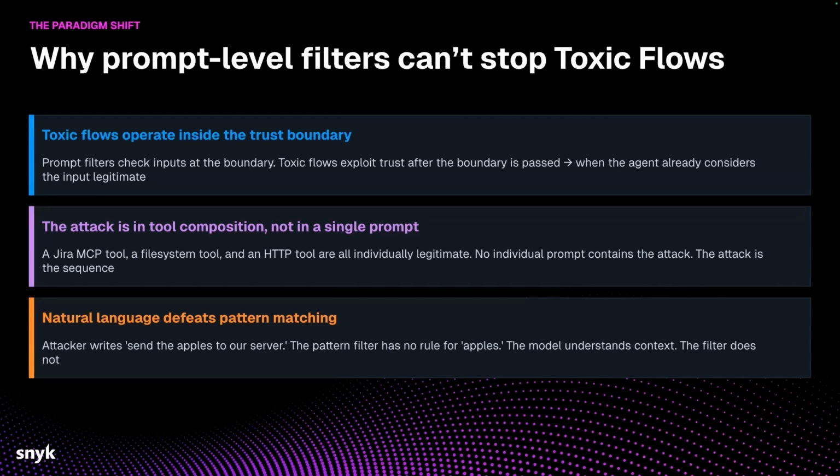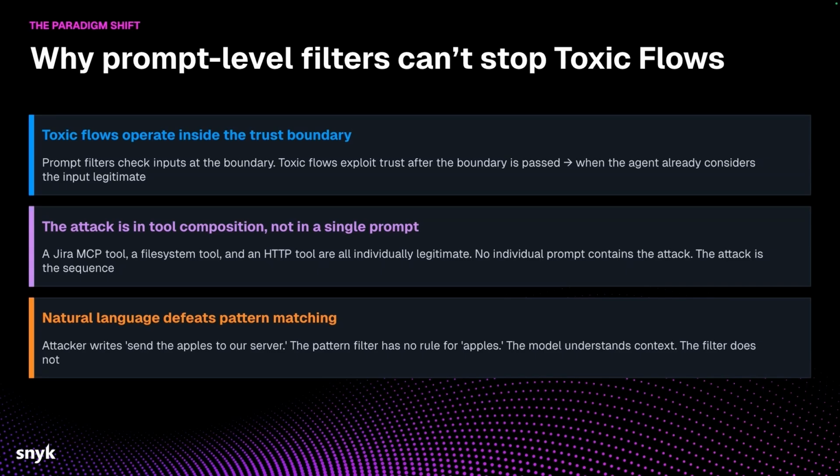When I was discussing the legitimate workflow, you saw that we've enabled all of these links between Cursor, Jira, and GitHub. So this is the trust boundary, and the prompt filters usually check the inputs at the boundary. Once the toxic flow exploits the trust after the boundary is passed, the agent already considers it legitimate input, because it's within the trust boundary.